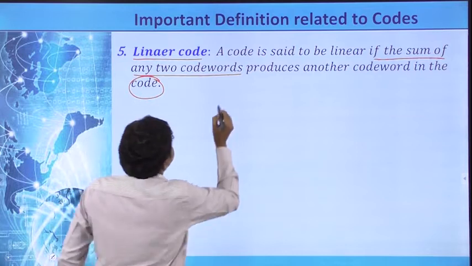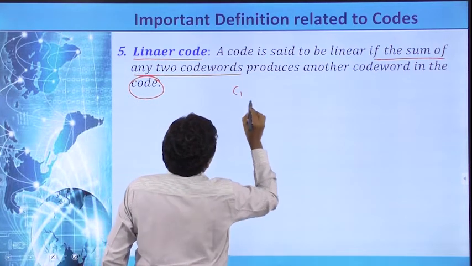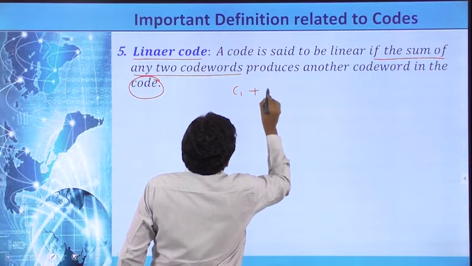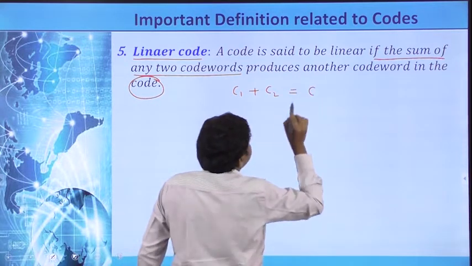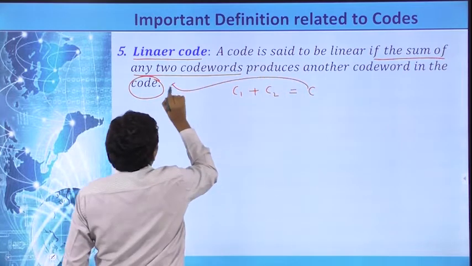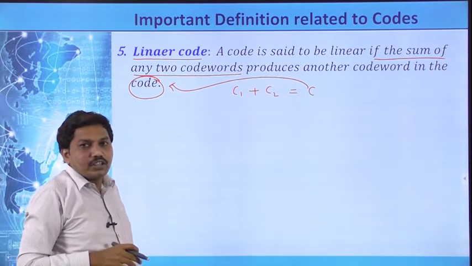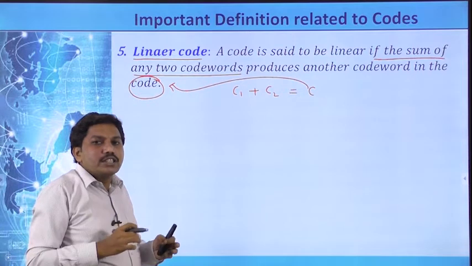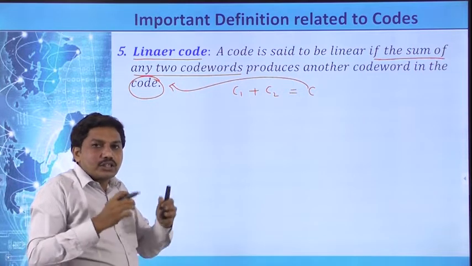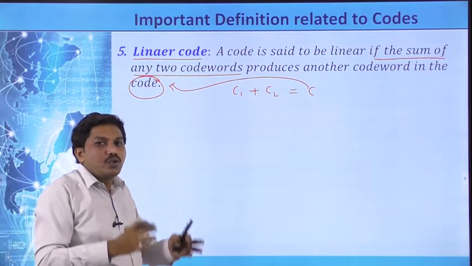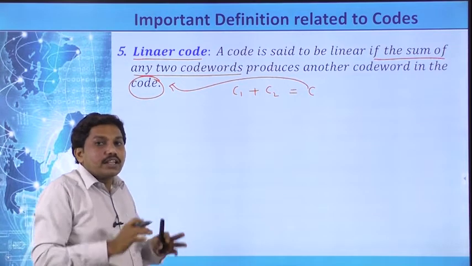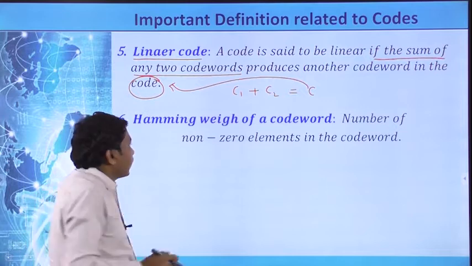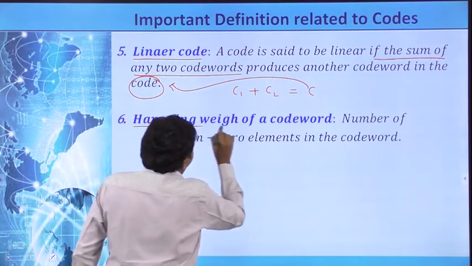For example, let us say C1 is one of the code words. I am adding it with C2, which will produce another code word C. This code word is also present in that code. A code is said to be linear if the sum of any two code words produces another code word in the code.